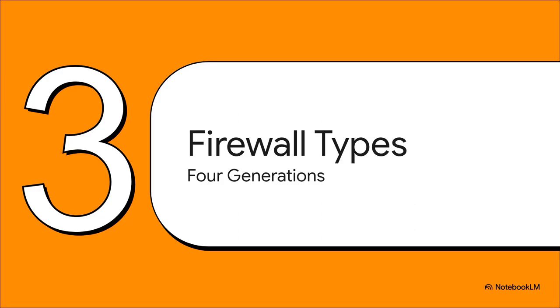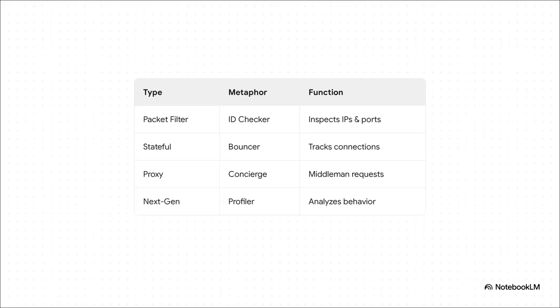Okay, part 3, 4 types of firewalls. This is where it gets really interesting. Firewall technology has actually evolved through 4 distinct generations, and we can map these directly to our security guard analogy to understand exactly how they work. We go all the way from a basic ID checker to a highly intelligent profiler. Let's break these down one by one.